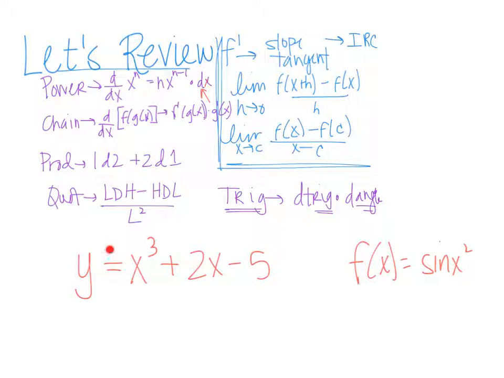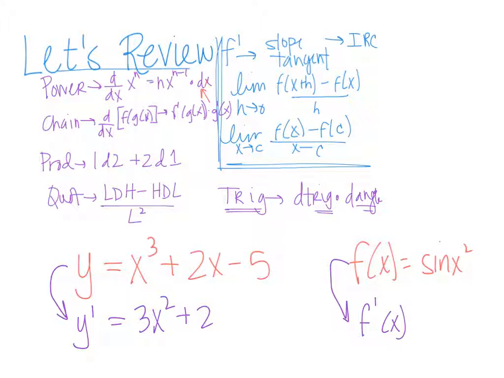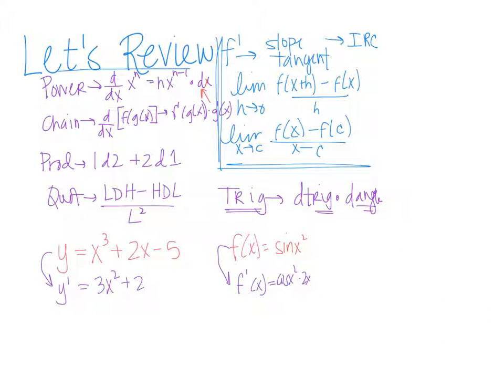And we would take the derivative, and I was forcing you to be very particular about your notation for a reason, because really the derivative of y is y prime, and y prime is equal to 3x squared plus 2. The derivative of f is f prime, and that is cosine of x squared times 2x. And then another way we can say y prime is dy dx. So the derivative of y is dy dx.